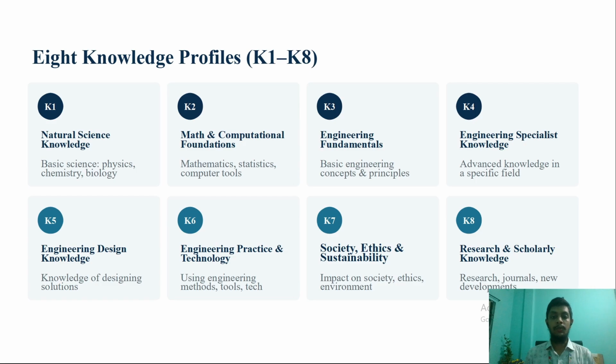There are eight knowledge profiles, from K1 to K8. K1 is natural science and knowledge. K2 is math and computational fundamentals, covering mathematics, statistics, and computer tools. K3 is engineering fundamentals. K4 is engineering specialist knowledge, which is advanced knowledge in a specific field. K5 is engineering design and knowledge. K6 is engineering practice and technology. K7 is society, ethics and sustainability, which includes impact on society, ethics and environment. K8 is research and scholarly knowledge, which includes research, journals, new developments.